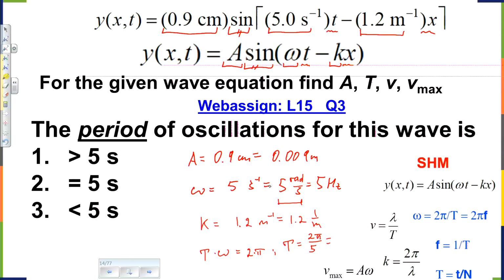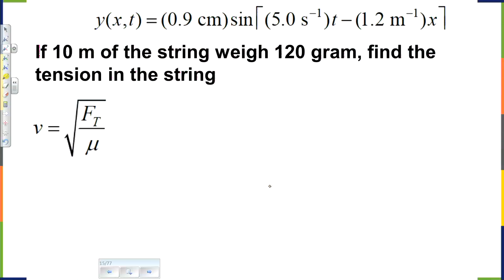which is, I got about 1.3, right? Seconds. 1.3 is less than 5, that's it. Any questions? So again, this part is not new. Yeah, simple harmonic motion. Now we're adding one more equation and answering many questions.